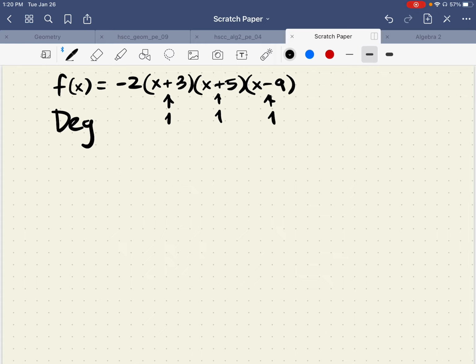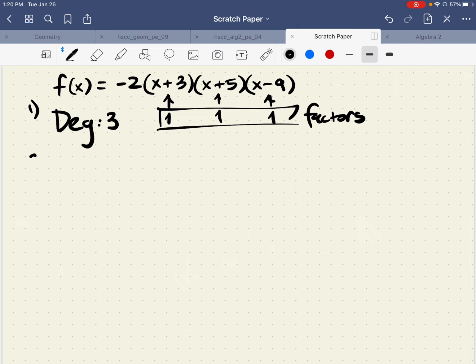This is of degree 3. So we have degree 3 because we have 3 linear factors. This right here is talking about the factors of this polynomial, which is of degree 3. Moving on. So that's the first part. Number one, yay, we found the degree.